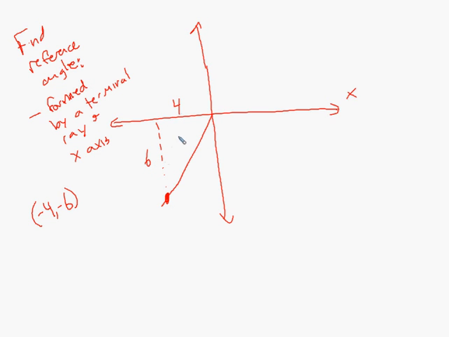You can throw the negatives in there if you want. And then we messed it up. Many of you found this angle in the end, but that is not a reference angle. The reference angle is this angle in here. So if I want that angle, I have opposite and adjacent, so the tangent of my angle is 6/4.